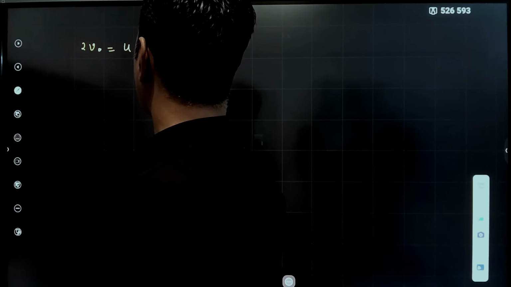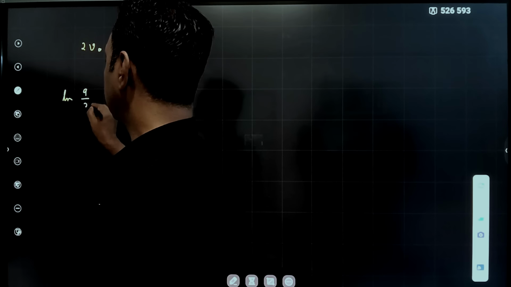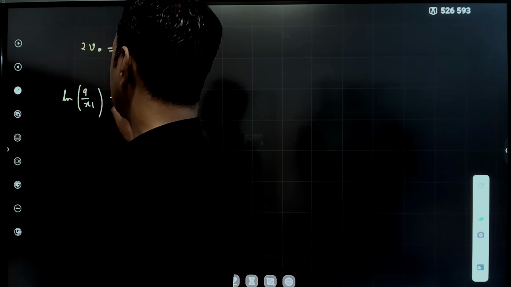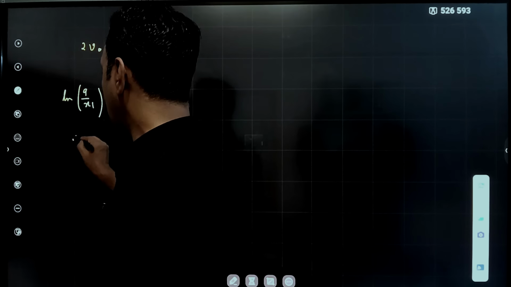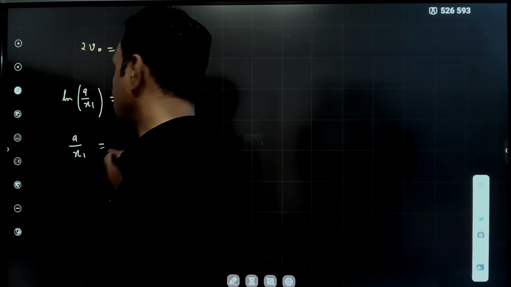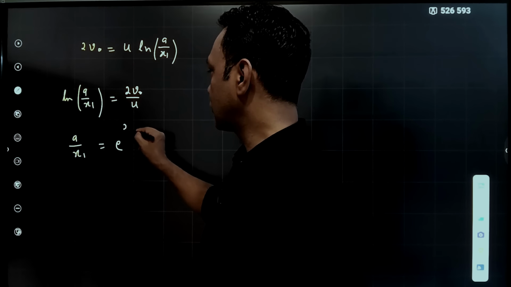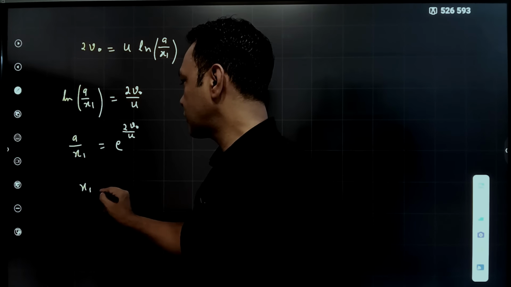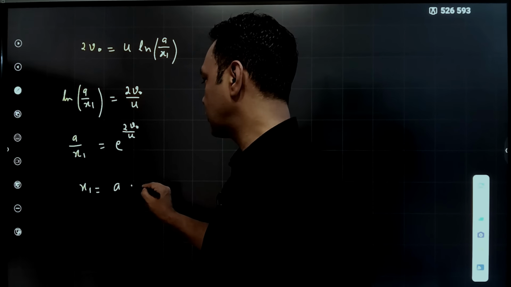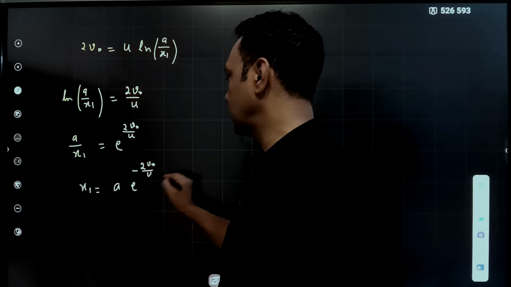So ln A by x1 is equal to 2V0 by U. So A by x1 is e power 2V0 by U. So x1 is equal to A into e power minus 2V0 by U.